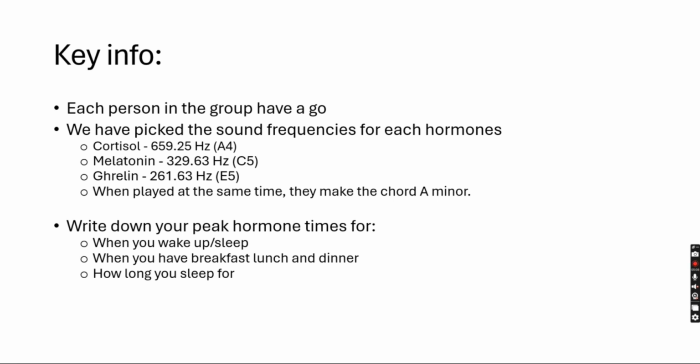We've done this by converting each hormone into a sound. For cortisol, we've picked the chord A4. For melatonin, we're doing C5. And for ghrelin, we're doing E5 at these frequencies here. And when you play these over each other, it creates the chord A minor. This will be specific to you, depending on your wake-up time. So you can do this now with that script and see what kind of sound you produce based on your hormone rhythms.